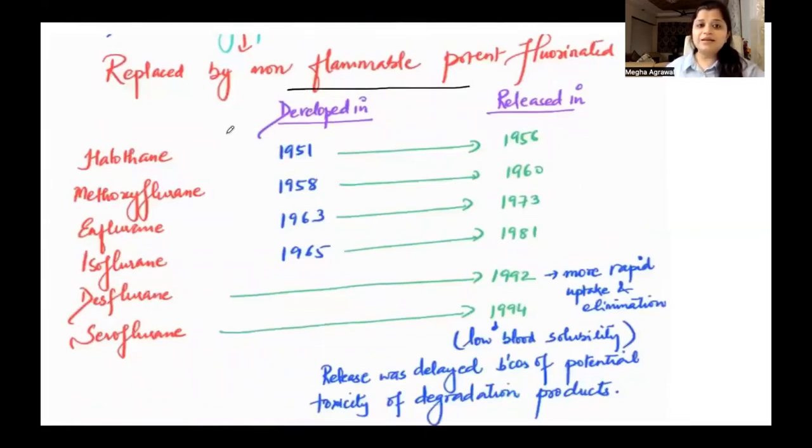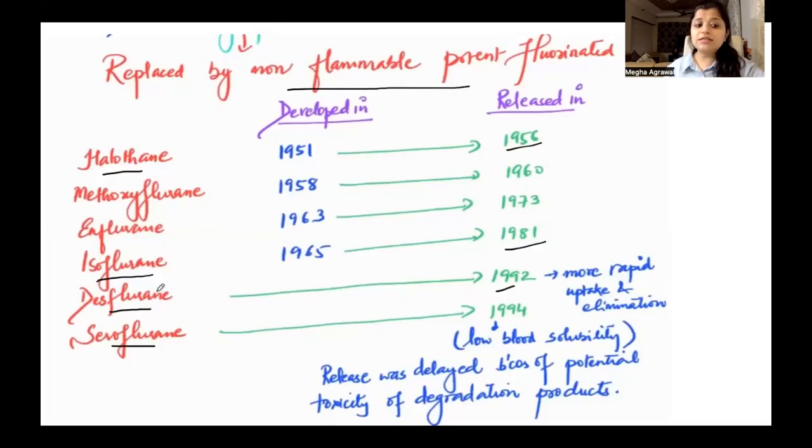So these are used even today. As you go to your operation theaters, you will see that on the anesthesia machines, there are vaporizers which contain halothane, isoflurane, desflurane, sevoflurane. Out of all these, halothane was the first to be invented. It was released in 1956. Then methoxyflurane and enflurane. Isoflurane came in 1981. These are recent ones. Then desflurane in 1992, which has more rapid uptake and elimination.